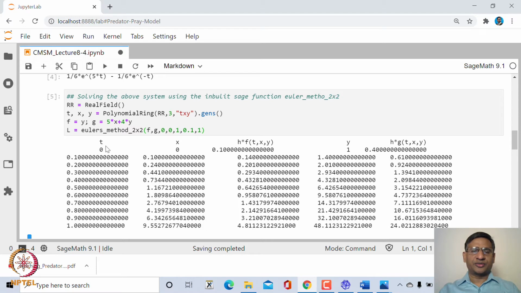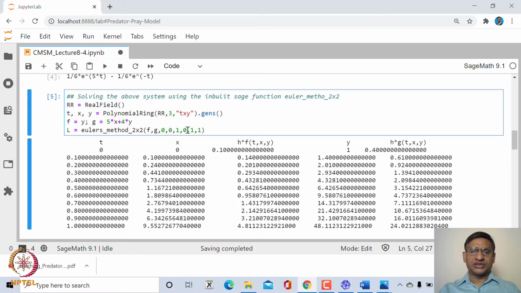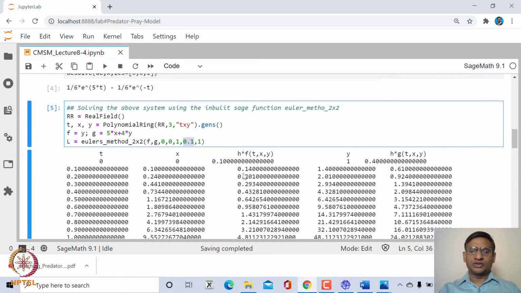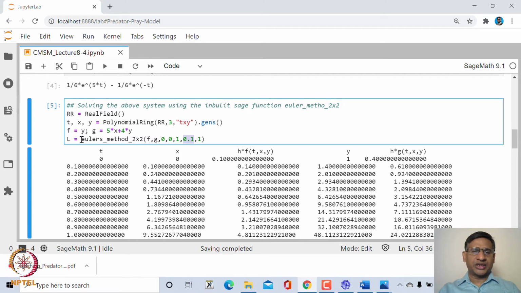So in this case it will report the value of t's. Here we are taking t initial value as 0, final value as 1, and the step length is 0.1. So you can see here 0, 0.1, 0.2, and at these values giving the value of x, the value of y. It is also reporting h times f(t,x,y) and h times g(t,x,y). So this is again very similar to Euler's method.